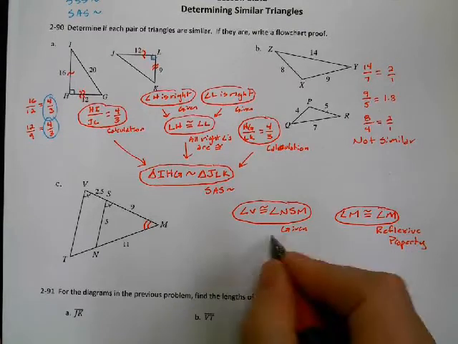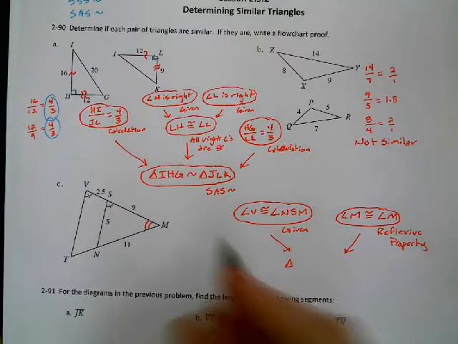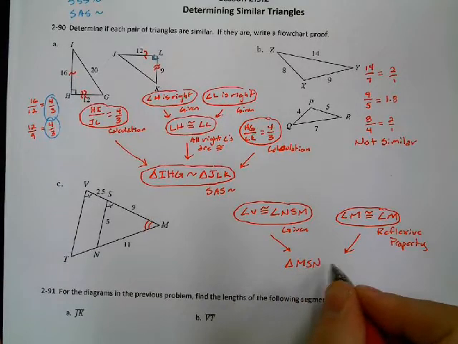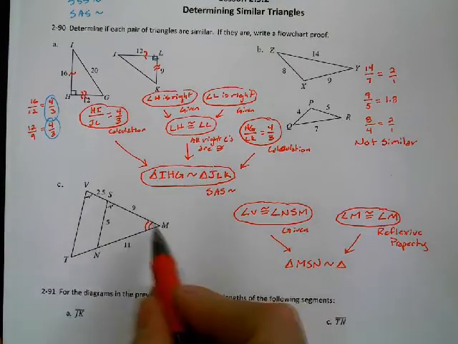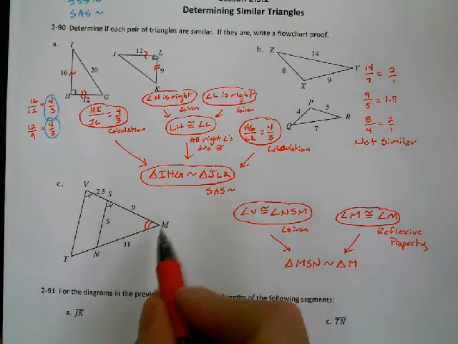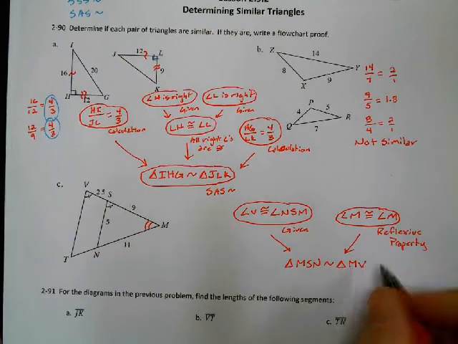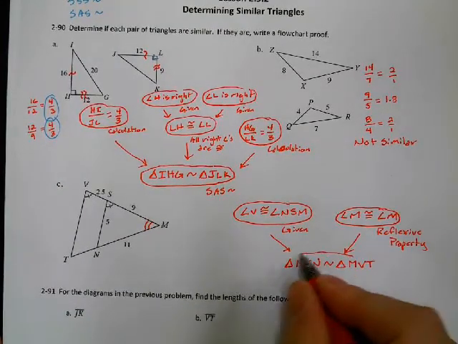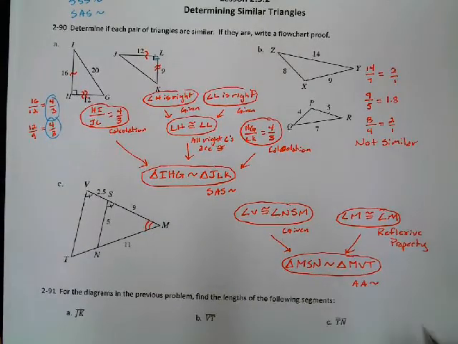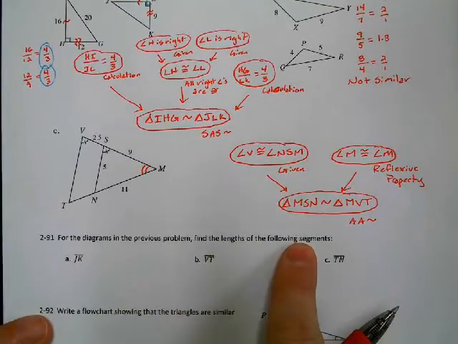So using these two statements, we can now say that the triangles are similar. I'll start with the smaller triangle, MSN, is similar to triangle, and the bigger triangle would start with M because M corresponds to M. Those are the reflexive property. And then S was the one tick mark angle, so V goes with that one. So it'd be MVT. And we used angle, angle, similarity. There we go. All right, next part says, for the diagrams in the previous problem, find these measurements.